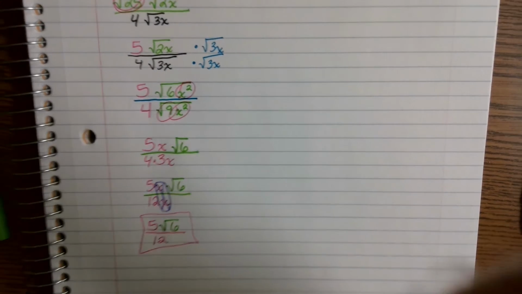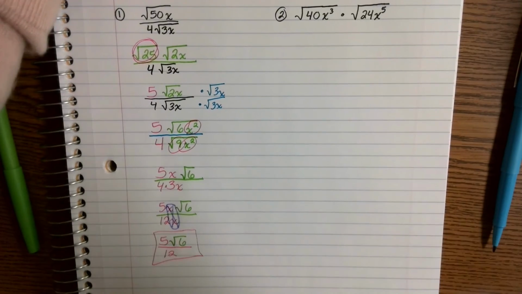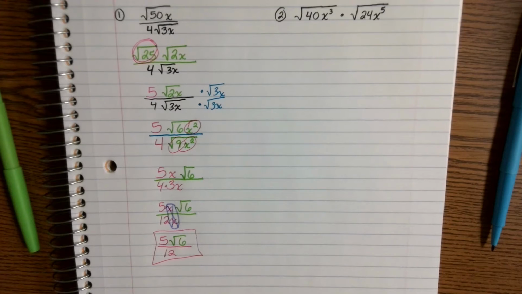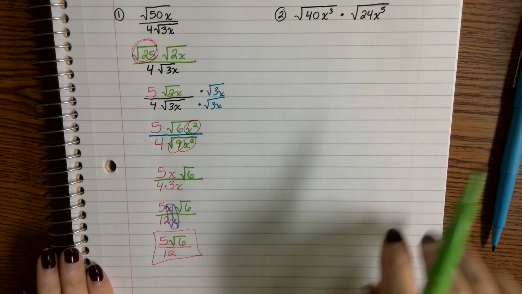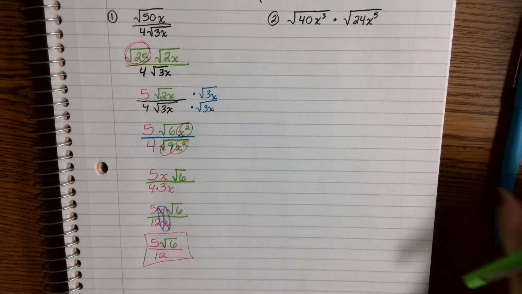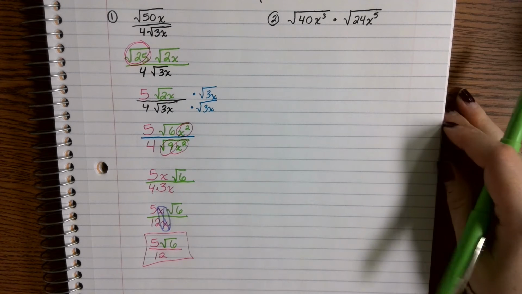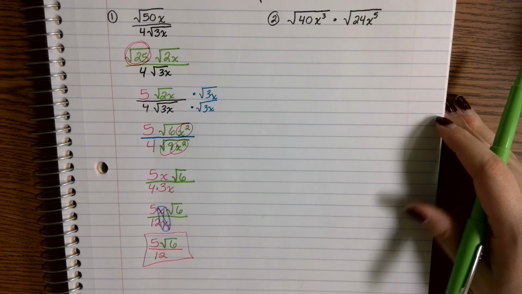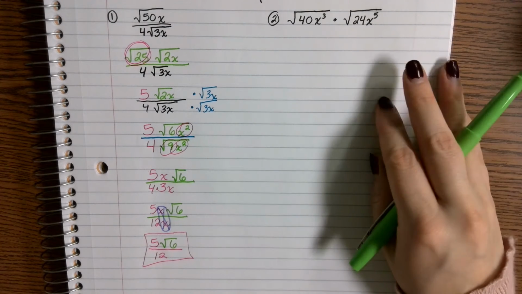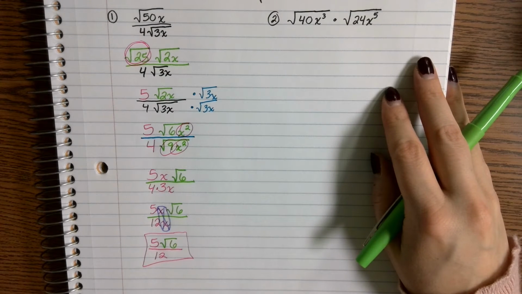Okay, let's take a look at problem number 2. Problem number 2, again, we have the square root of 40x cubed times the square root of 24x to the 5th. Let's go ahead and see if we can factor out the 40 and the 24 first. Variables I'm not going to worry about so much just because it's easy to work with them at the very end. But the numbers, you're working with large factors. If I multiply 40 times 24, it's a lot larger than you'd want to work with.